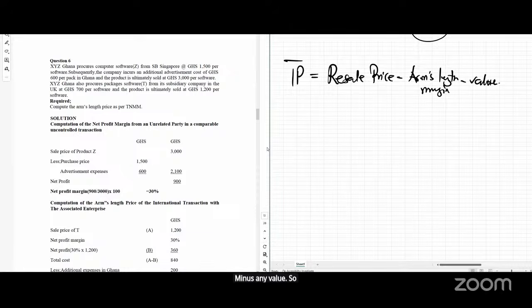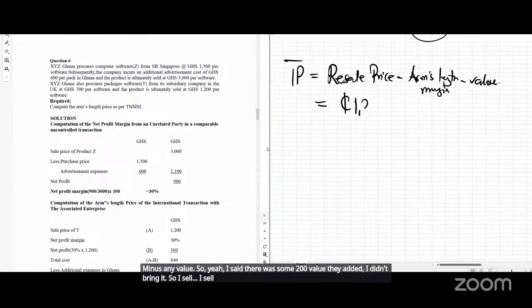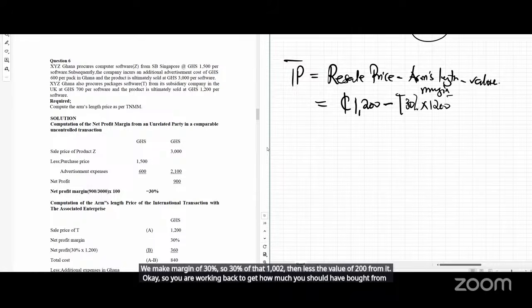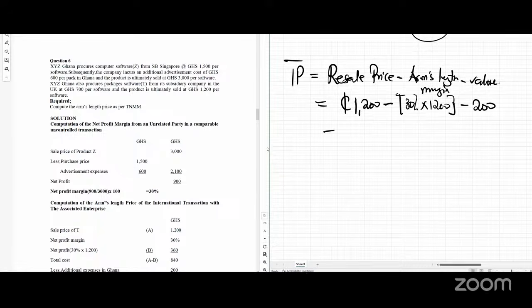So I said there was some 200 value they added. I didn't bring it. So I sell it at 1,002, but then we make a margin of 30%. So 30% of that 1,002, then less the value of 200 from it. So you are working back to get how much you should have bought from your parent company. So we should have bought it at how much? 1,002 minus 360, minus 200. So we should have bought it at 640, right?